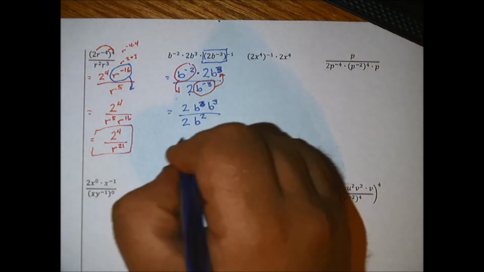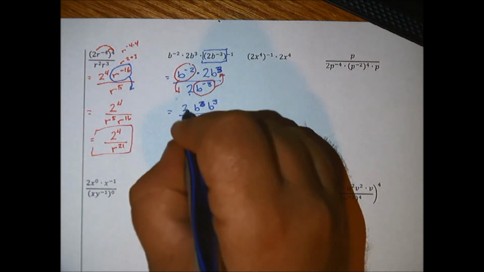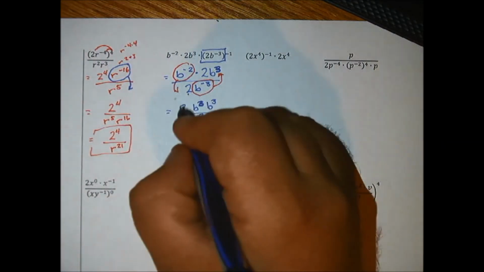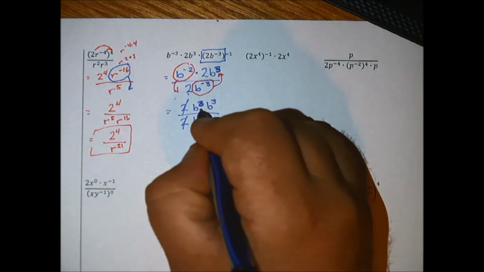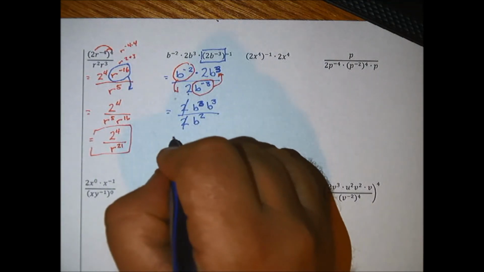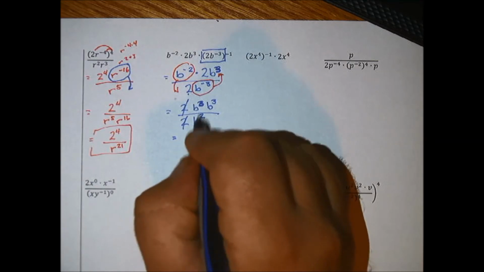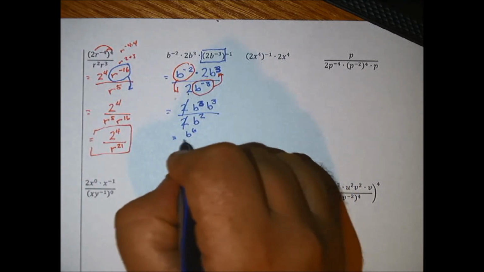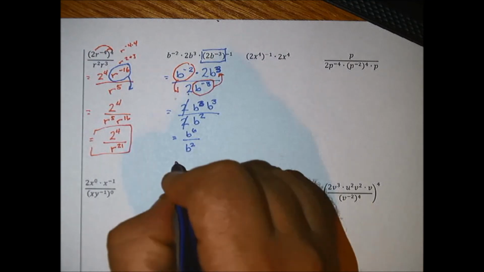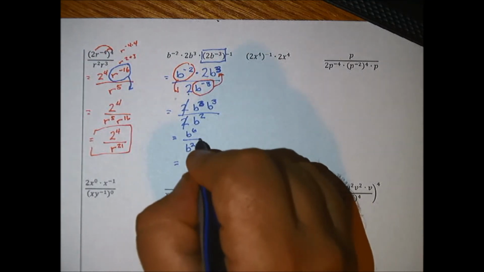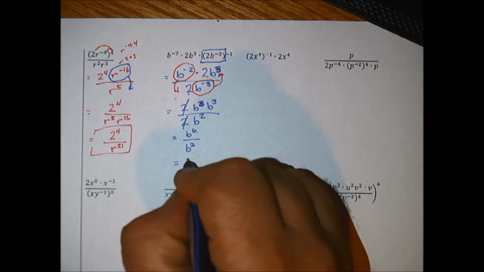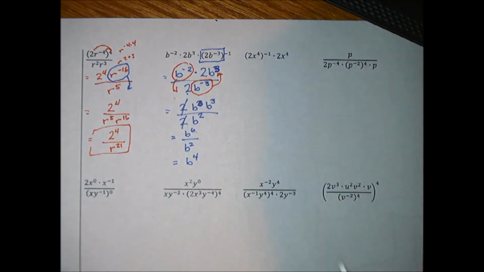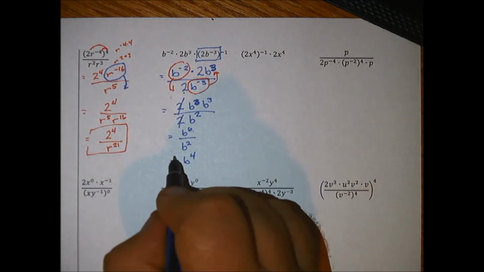Let's go ahead and do a couple things at once here. First off, I see that I have 2's that are the same, so my 2's go away. I want to combine the b's on top. I have b to the 6th, since 3 plus 3 is 6, over b squared. Then I go 6 minus 2 and have b to the 4th. And that's my final answer.